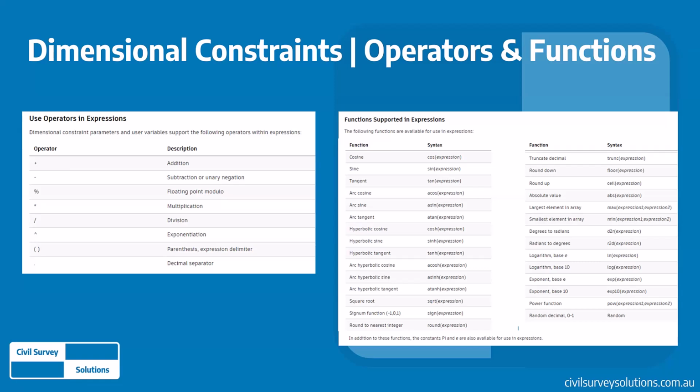This panel here just displays the different options that are available when we are adding constraints and expressions into our drawing. You can also use the constant pi as well, so there's no need to do the 3.14 whatever for calculations and things like that. So if you're working with arcs and radii and things like that, you can use pi in your calculations.